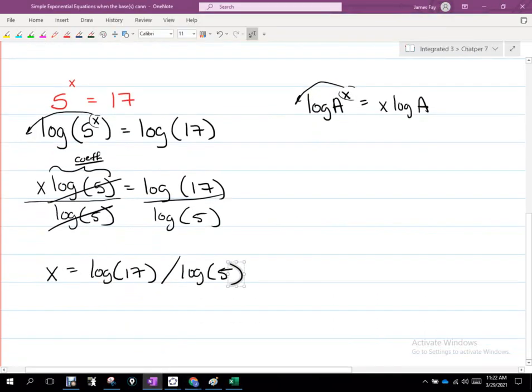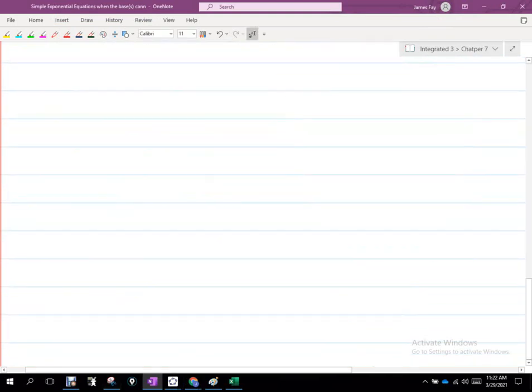Okay, let's try this one. Let's go 4 to the 3x equals 21. 4 to the 3x equals 21.